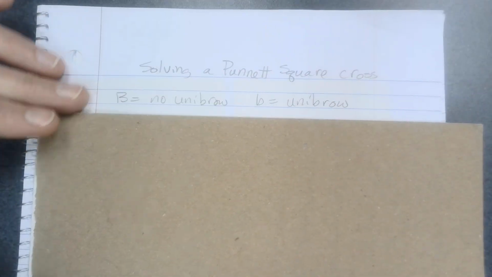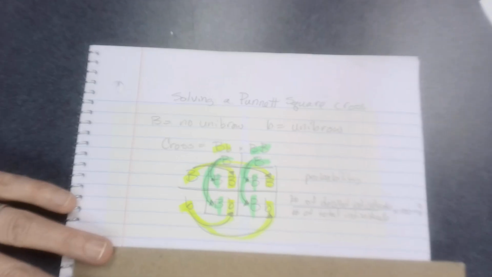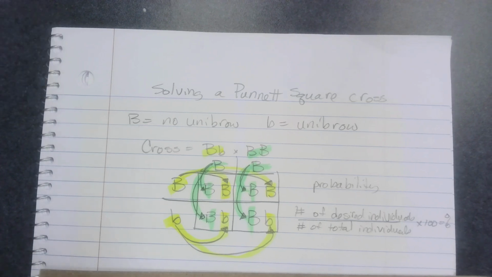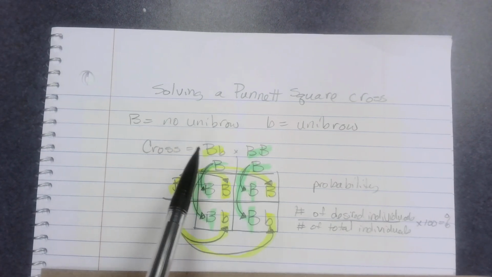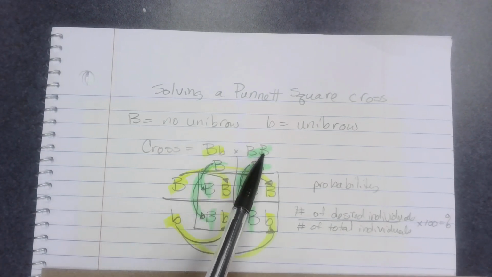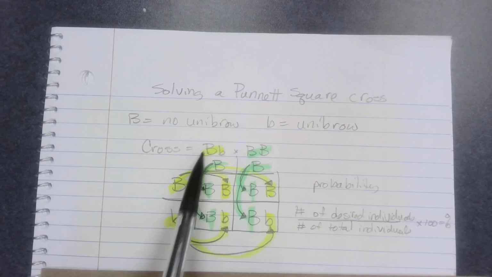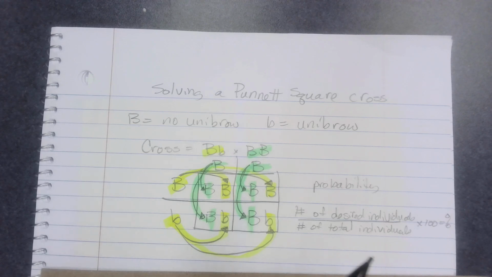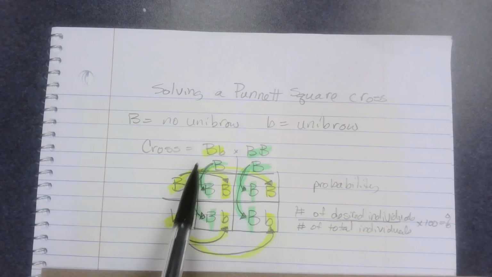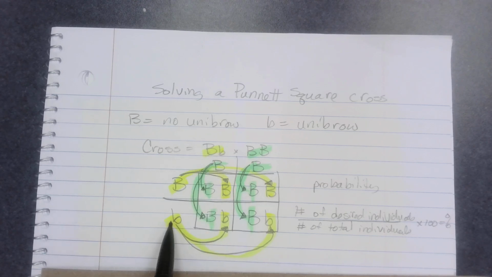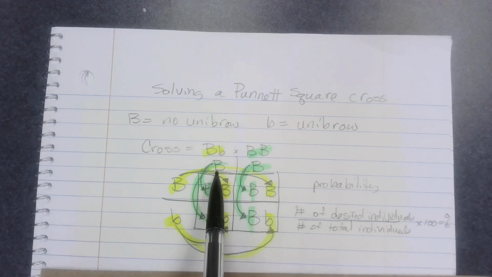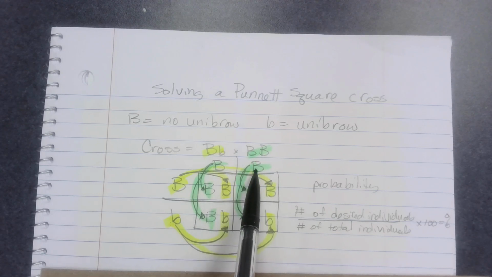Okay, so there's a lot going on here, I know that. Here's my cross, capital B, lowercase b, crossed with capital B, capital B. So this parent, I actually put on the side here instead of the top, and that's fine. It doesn't matter where you put it, so long as both letters from a parent go on the same side, and 1 letter goes in each spot. So this parent I put on the top, and so here's this B and this B, green here, green there.